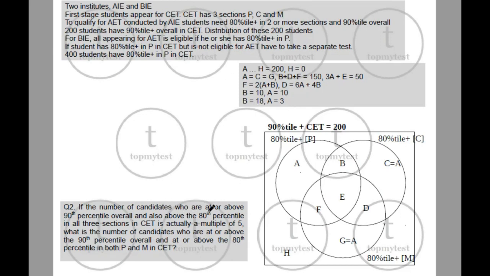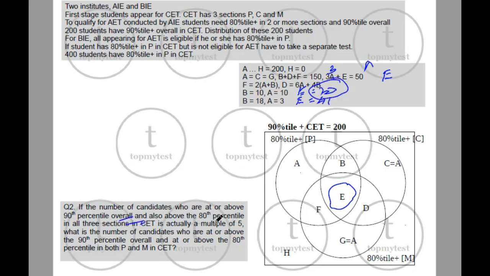Okay. If the number of students who are above 90 percentile overall, which means these, and also above 80 percentile in all three sections, which is E, is a multiple of 5. Now, where is E a multiple of 5? Okay. Now, if I put A is equal to 3, E will become 50 minus 9, which is 41. Okay, if I put A as 10, it will be 50 minus 30, which will be 20. So this scenario.